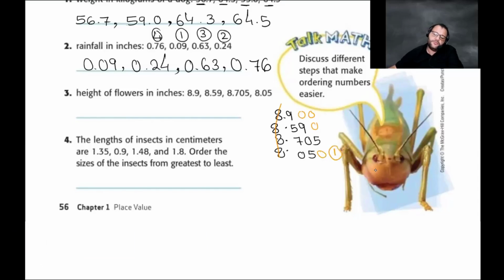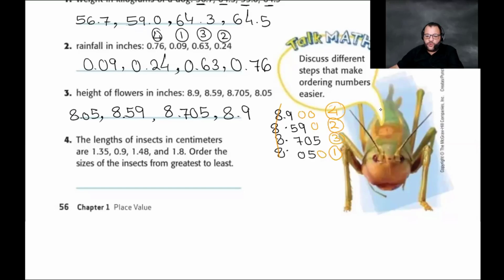After that, 590. Yes, the next will be 705. Yes, the next will be 900. Yes, perfect. Thanks, Farid. So I will write that. The first number will be 8.05. The second would be 8.59. The third would be 8.705. The last one will be 8.9.